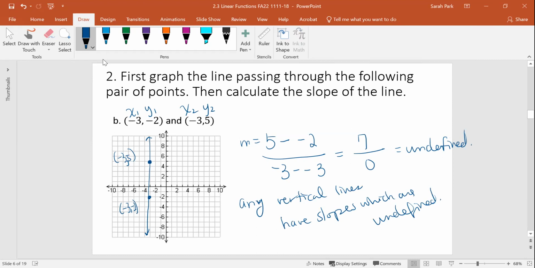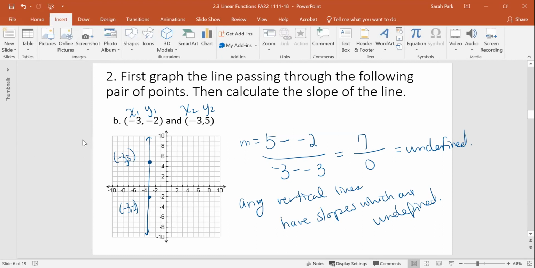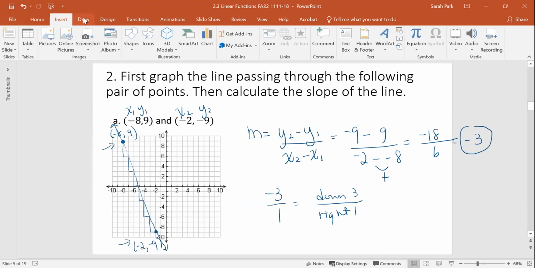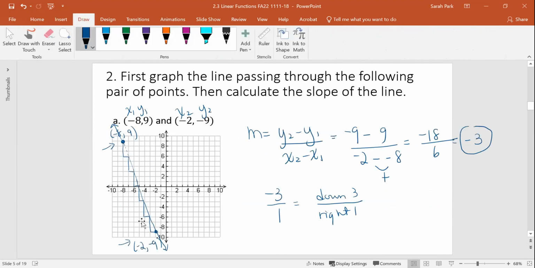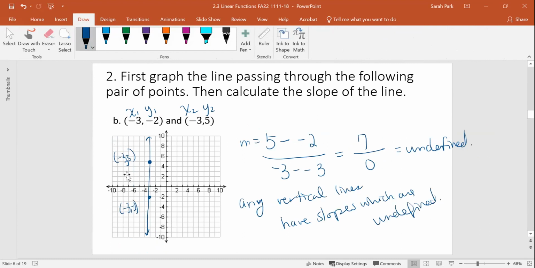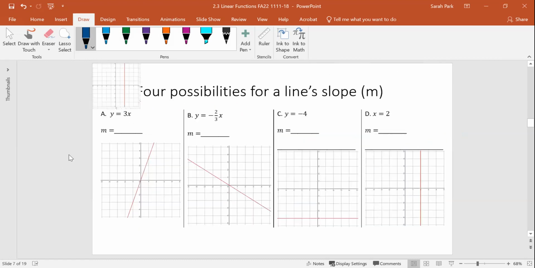Okay, so those were two types. We had looked at a slope where the line falls from left to right, and you can see that because the line falls from left to right, it's a negative slope. When the line falls straight down, this is an undefined slope. And so there are two more possibilities.